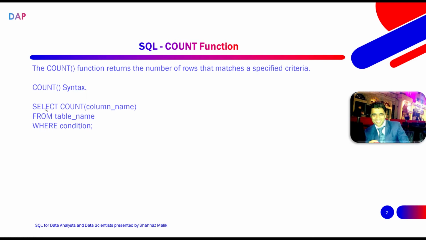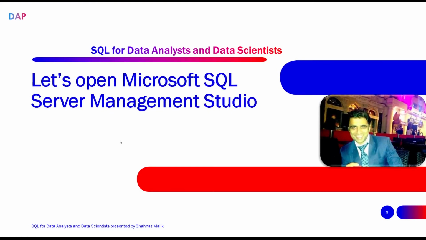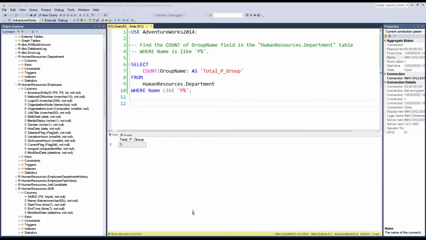We put the select statement and a column name, and put it through the count function, and then it's from table and where the condition is met. And let's quickly execute this query from SQL Server Management Studio. For that, what we need to do is open our SQL Server Management Studio.